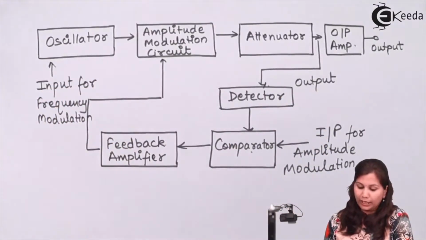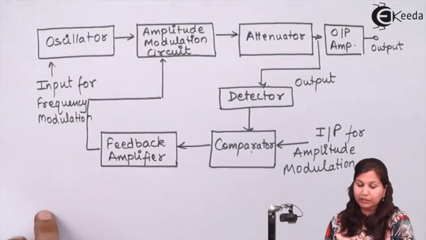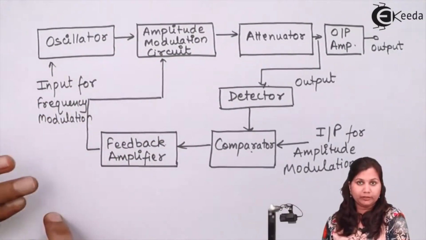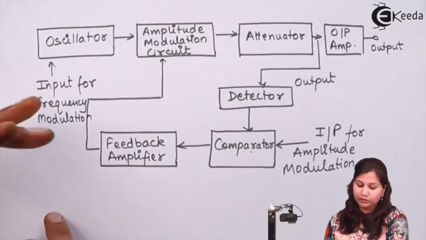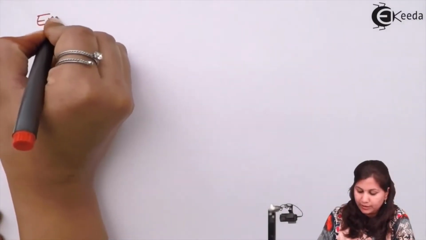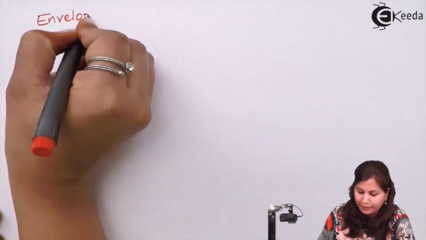Because here we are using the feedback of the output to be provided to the input, that is why it is called the envelope feedback. So this technique which is used in the signal generator is called the envelope feedback.